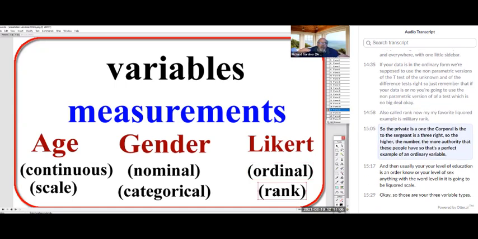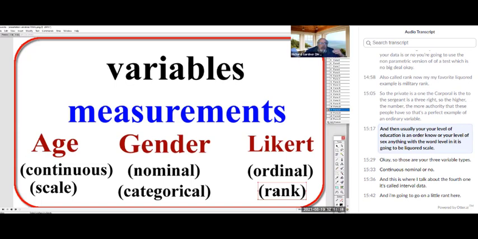Now, my favorite Likert example is military rank. So the private is a 1, the corporal is a 2, the sergeant is a 3, right? So the higher the number, the more authority these people have. That's a perfect example of an ordinal variable. And then usually your level of education is an ordinal, or your level of SES. Anything with the word level in it is going to be a Likert scale.